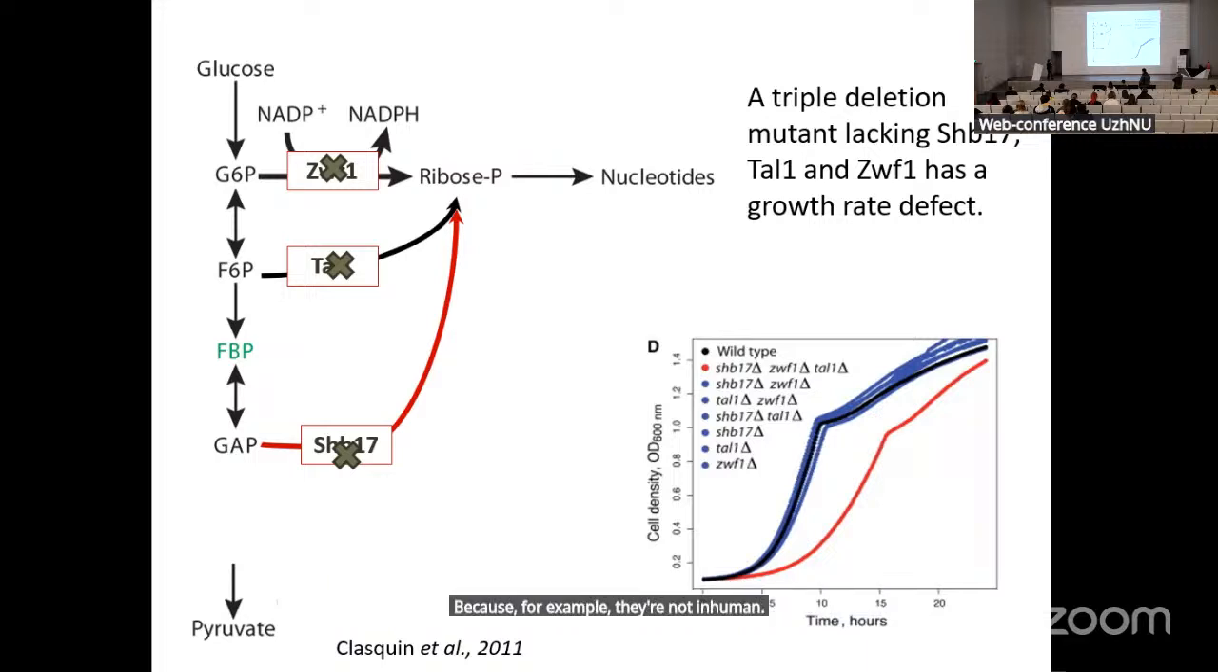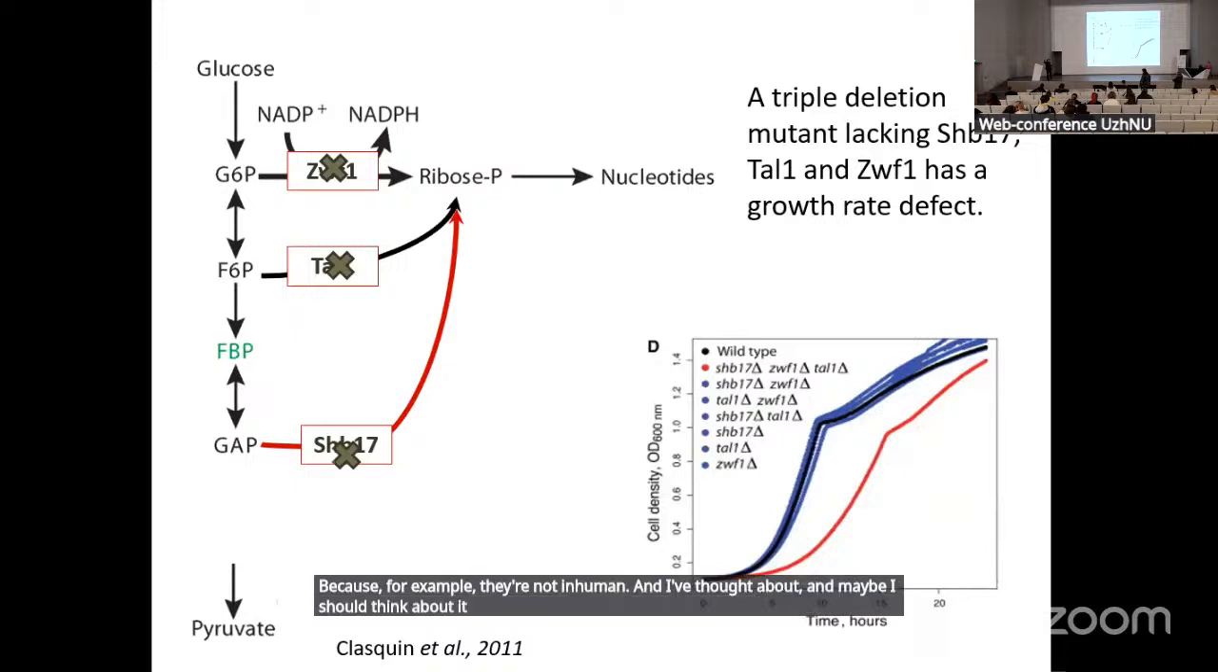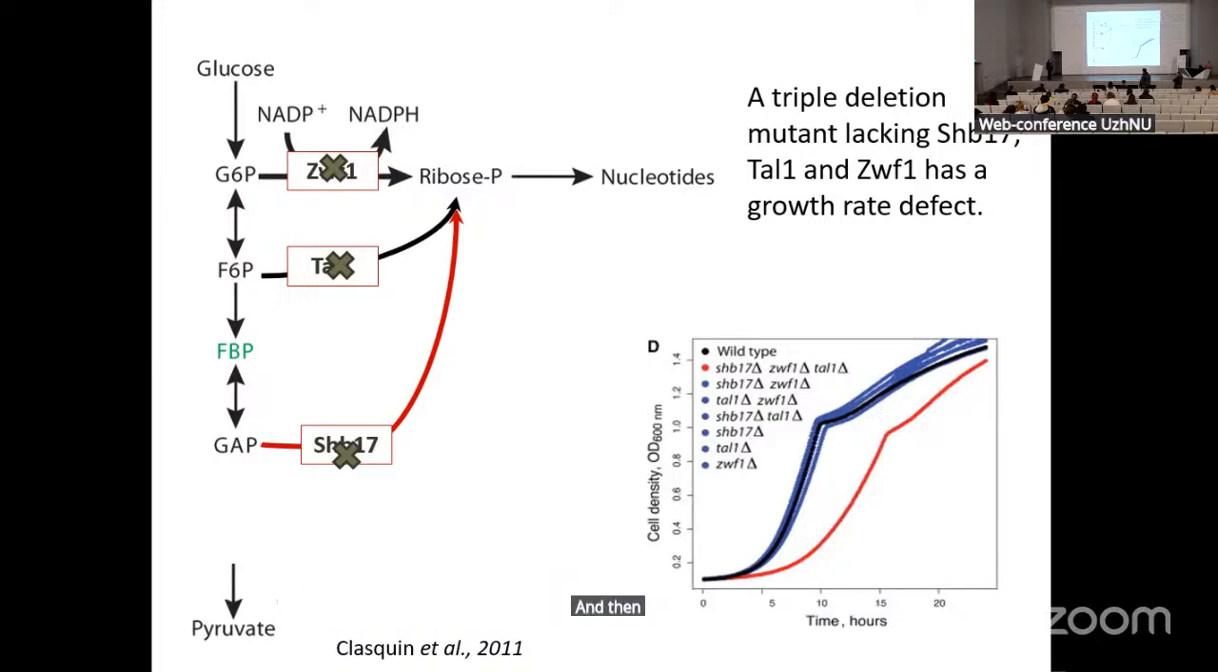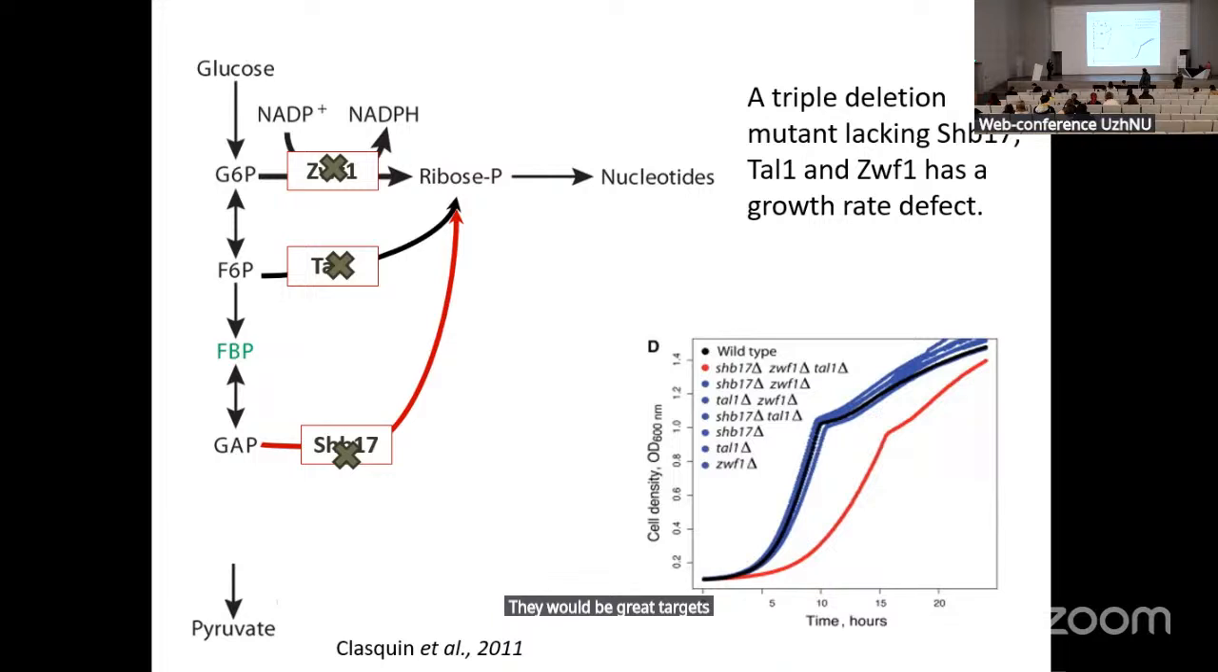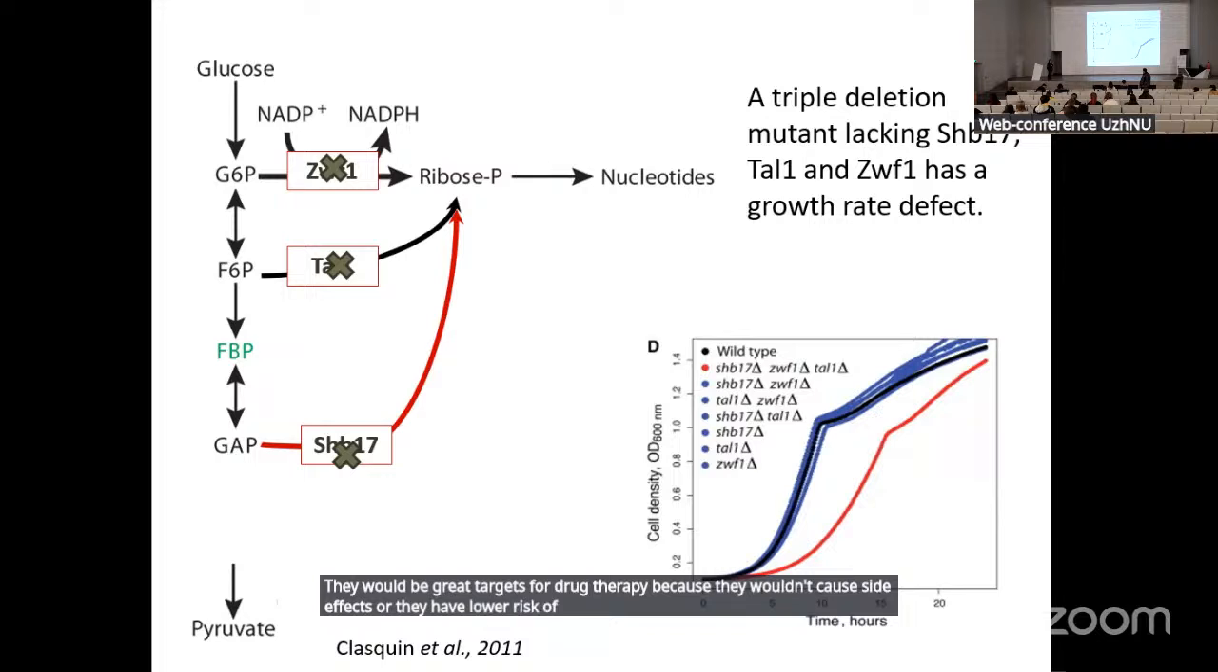And I've thought about, and maybe I should think about it again, one could take that set of uncharacterized genes and test them systematically for horizontal transfer. Because they're not in human, they would be great targets for drug therapy, since they would have a lower risk of causing side effects. So I think that's a very promising direction. Thank you. I'll do that next week.